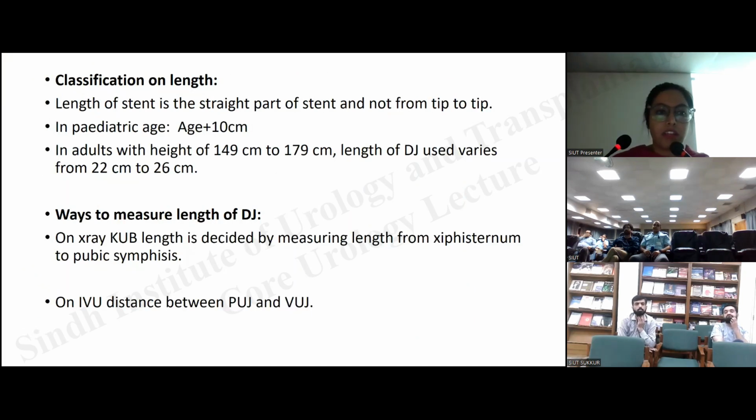Classification on length: the length of the stent is the straight part of the stent, not from tip to tip. In the pediatric age, the formula for measuring the length of the DJ is height plus 10 centimeters. In adults with height of 149 to 179 centimeters, the length of DJ used varies from 22 to 26 centimeters. Ways of measuring the length of DJ which I found: on X-ray KUB, length is decided by measuring from xiphisternum to pubic symphysis, and on IVU, the distance between PUJ and VUJ would be the length of the DJ stent.